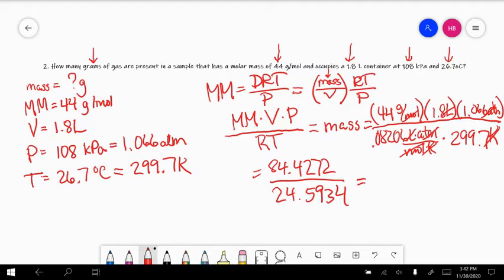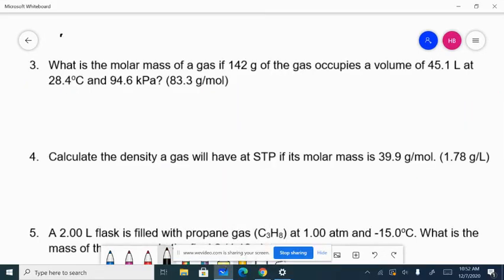And that's going to give me an answer to 3 sig figs of 3.46 grams. Okay, now that we've derived the equations, we're going to do the next ones a little bit more quickly.